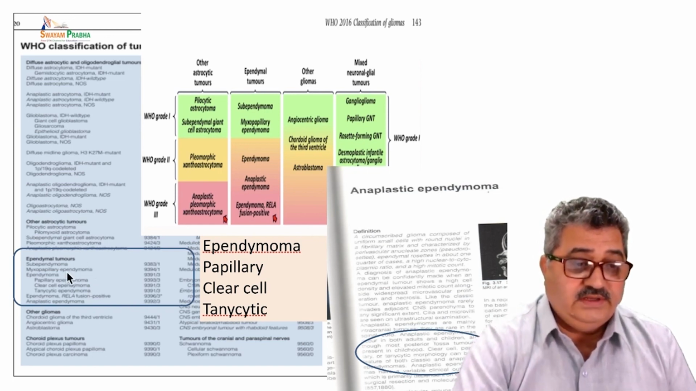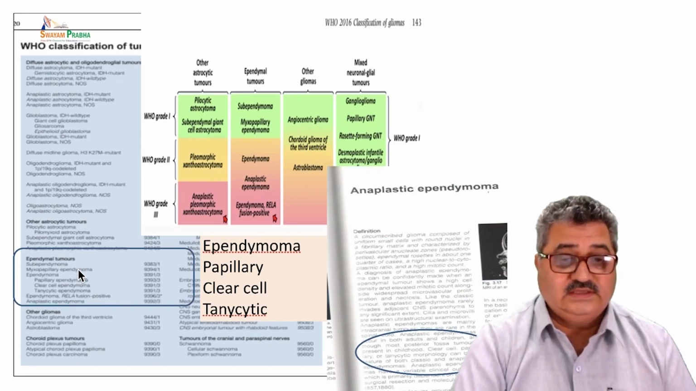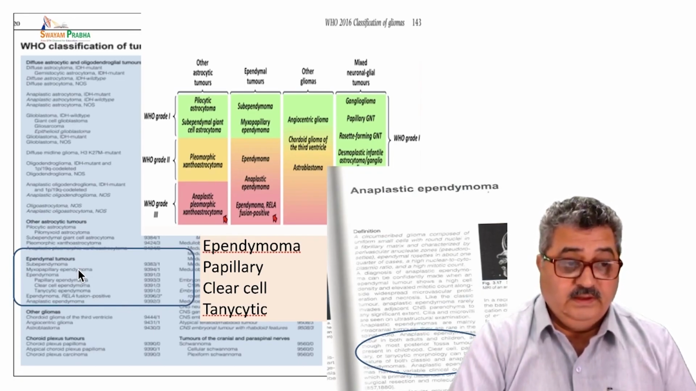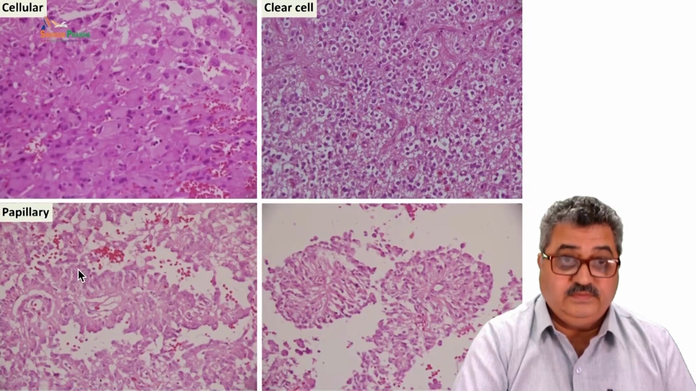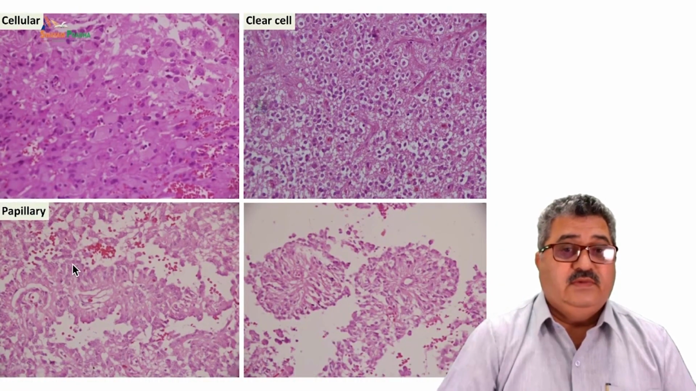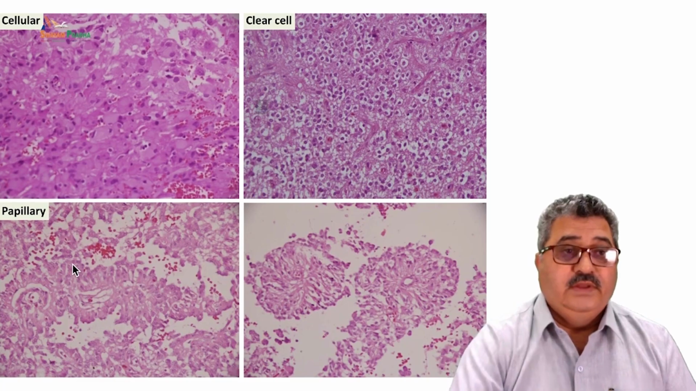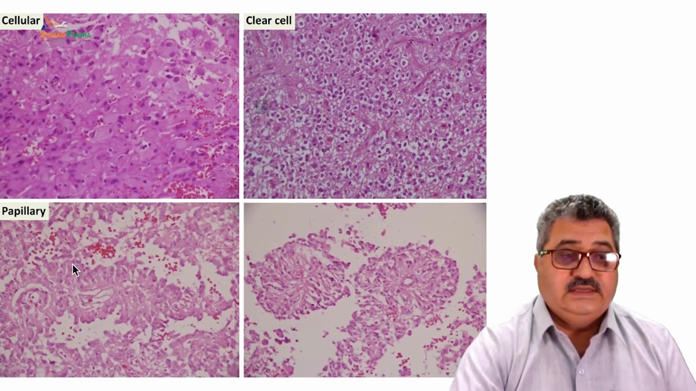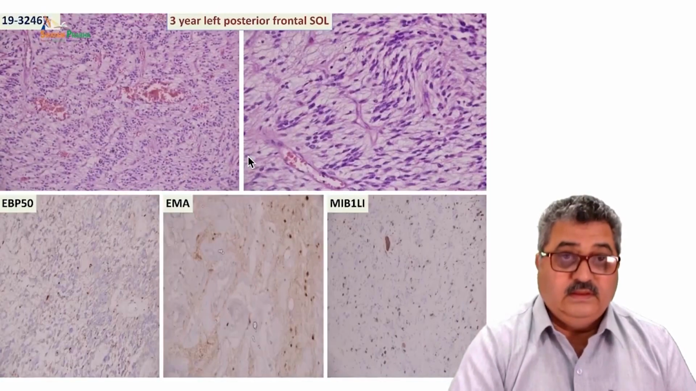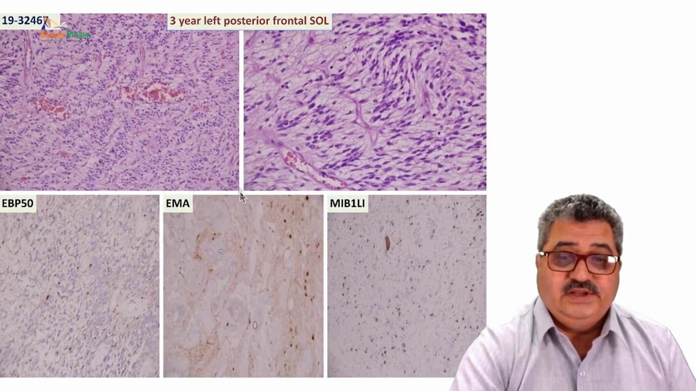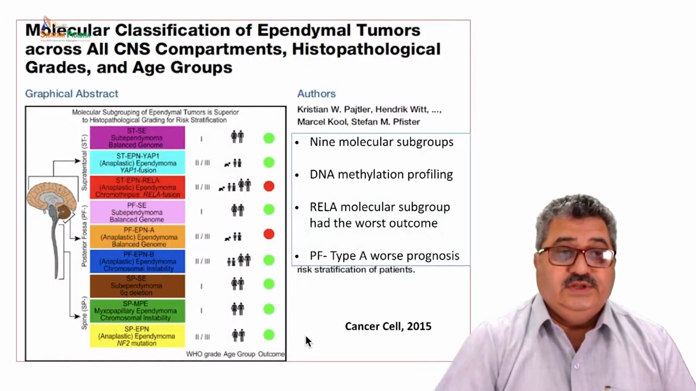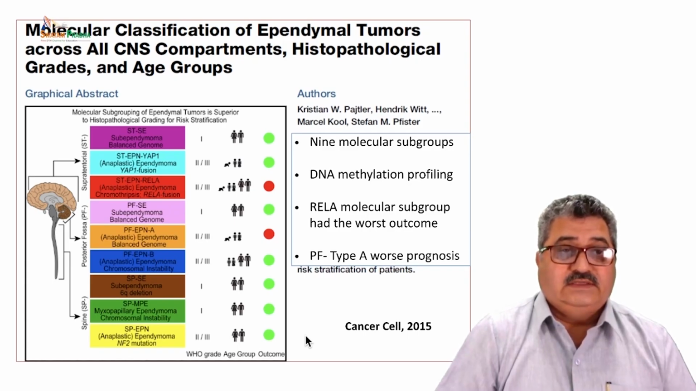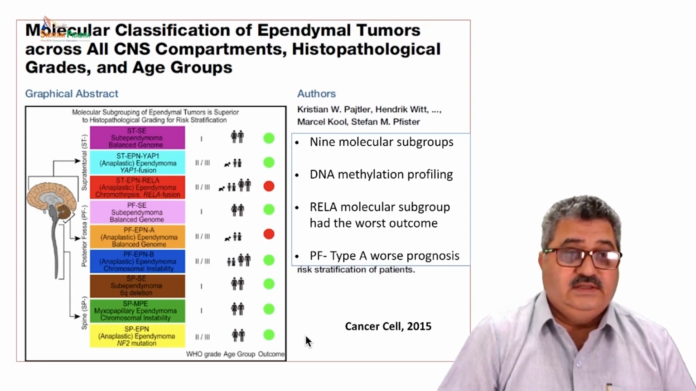Some of the variants, papillary, clear cell, and tanycytic, were also included in the last WHO classification. The new addition was the ependymoma which are RELA fusion positive. So these are some examples of ependymoma, which are very epithelial, cellular, clear cell, papillary, and this is a tanycytic variant, more spindling, but this is a grade 3, MIB labeling is very high. So in the last WHO classification, although this classification had come at that time, it was not totally integrated in the WHO classification.